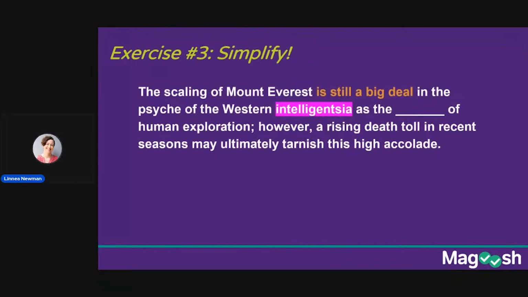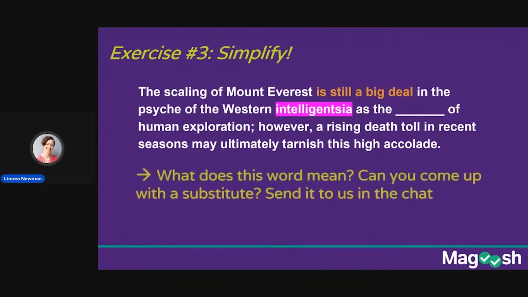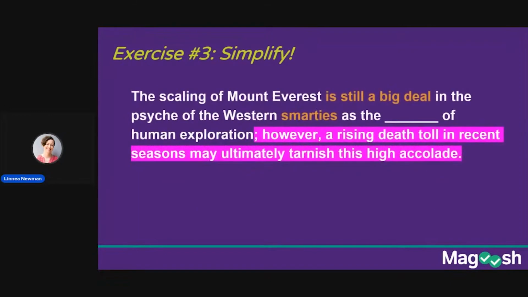So then we get to this intelligentsia. It's overcomplex, and we can simplify that. So what does this word mean? It's got to be something like smart people, or we can go with smarties. Make it casual.